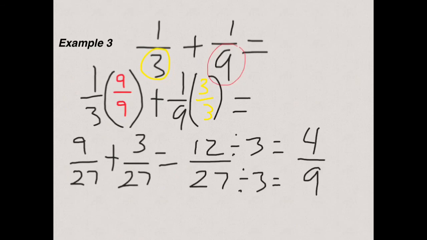Now, simplify means divide top and bottom by the same number. It cannot be different numbers. I'm going to divide by 3, which is the same as saying I'm going to divide by 1, and I get 4/9, which is equivalent or the same as 12 over 27.